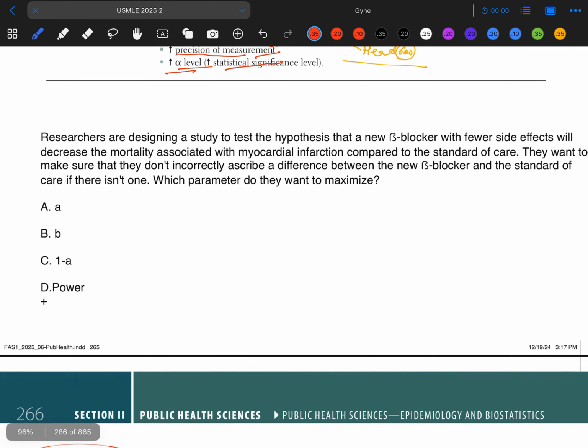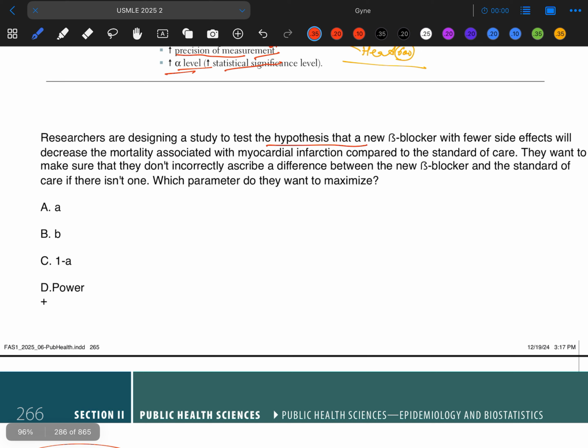Let's do a practice question. Researchers are designing a study to test if a new beta blocker reduces side effects and improves survival in MI patients compared to standard care. They want to avoid saying there's a difference when there really isn't one. Which parameter do they want to maximize? A. Alpha. B. Beta. C. 1 minus alpha. D. Power. Answer C, 1 minus alpha.